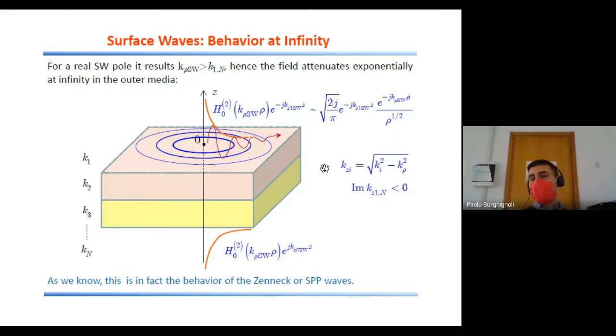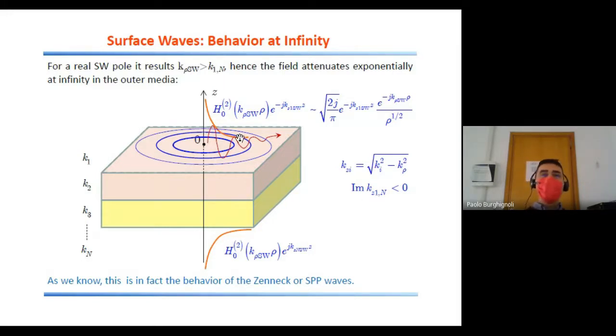By exploiting the asymptotic form of the Hankel functions, valid when the absolute value of the argument is large, we can write this explicitly in terms of simple exponential functions. So also the dependence on rho contains an exponential e to the minus j k_rho surface wave times rho, and then there is the spreading factor that I was mentioning before. Of course, all the wave numbers, as I was saying in the previous slide, can be calculated through square roots by exploiting the separability condition in all media.